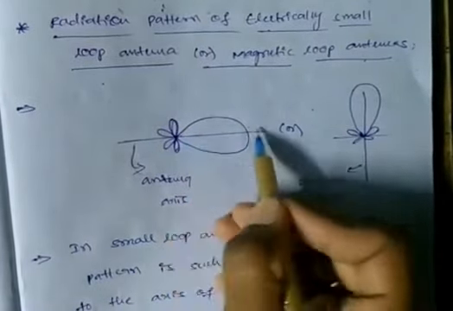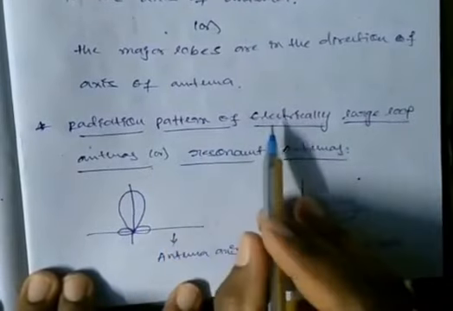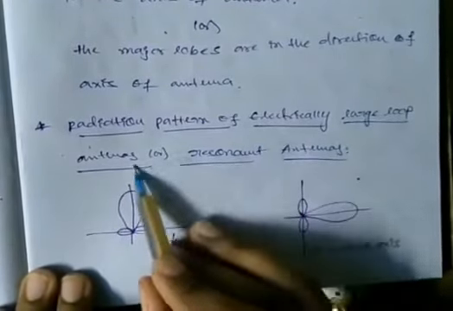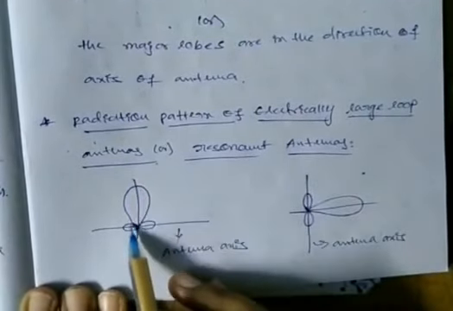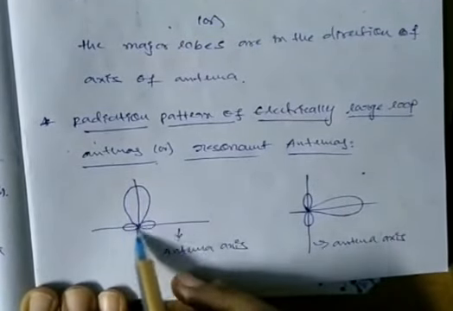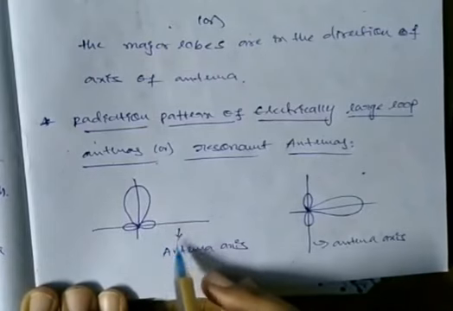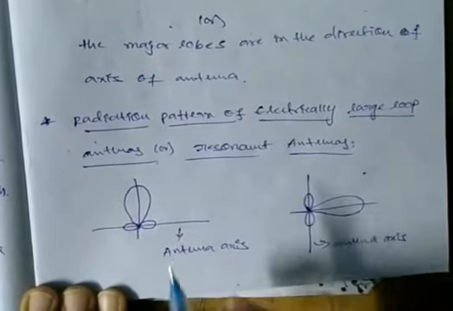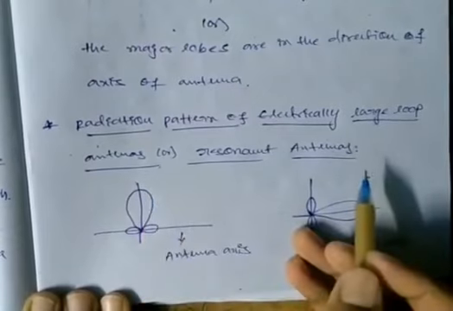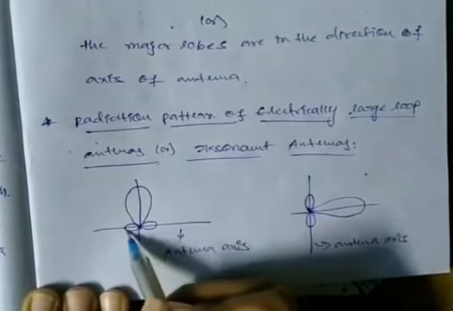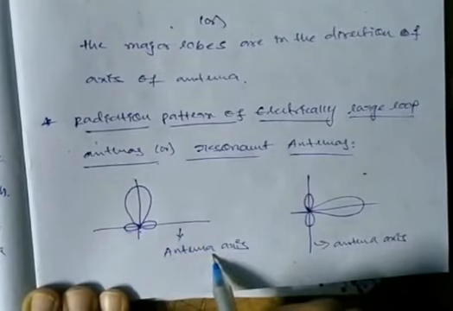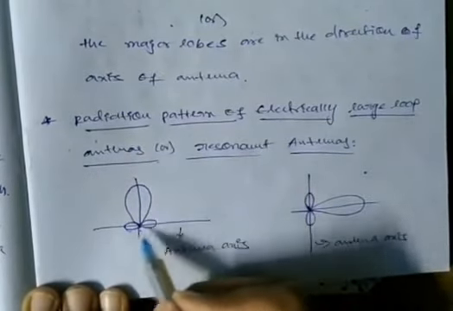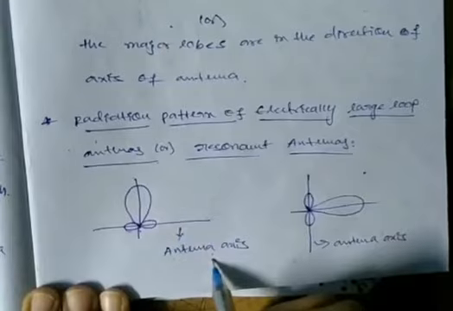Now coming to the radiation pattern of electrically large loop antennas. These electrically large loop antennas are also called resonant antennas. Here this one is the large lobe, the major lobe, and these are the minor lobes. This one is the antenna axis. In these electrically large loop antennas, the nulls or minor lobes are in the direction of the antenna axis, and the major lobes are perpendicular to the antenna axis.